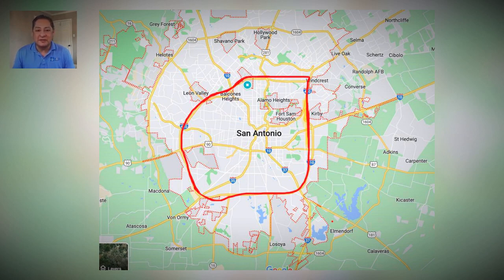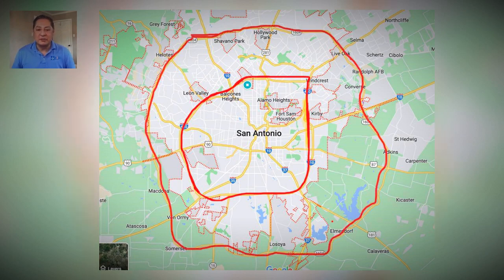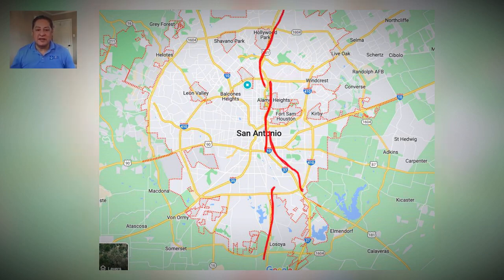In fact, there's even a song from Los Number 3 Dinners that sings about living inside the loop. And between 410 and 1604, it's typically about 5 miles between those two loops as you go around the city. So just to give you an idea of scale, 410 is about 50 miles around, and 1604 is about 100 miles around if you were to do a loop on that. And actually, we've had the pleasure of driving the loop on both of those just for fun with some friends of ours.